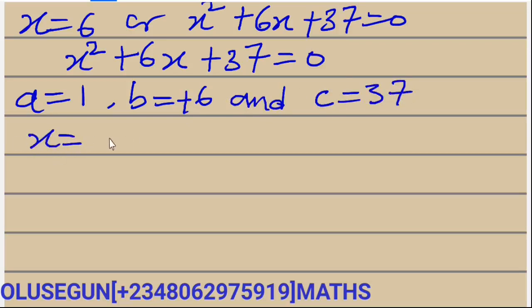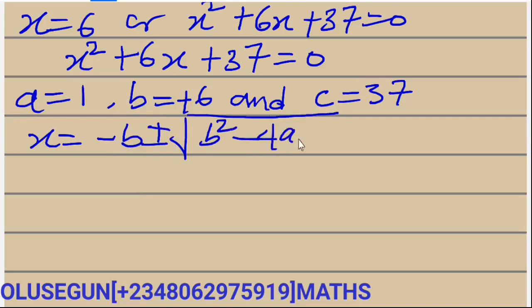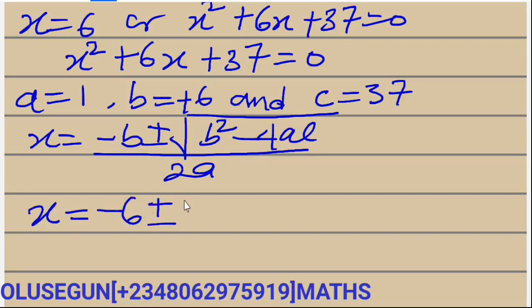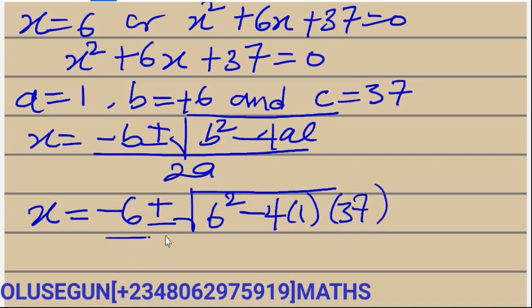And you know the value of x is minus b plus or minus square root of b squared minus 4ac, over 2a. So therefore, x is equal to minus 6 plus or minus square root of 6 squared minus 4 times 1 times 37, over 2 times 1.